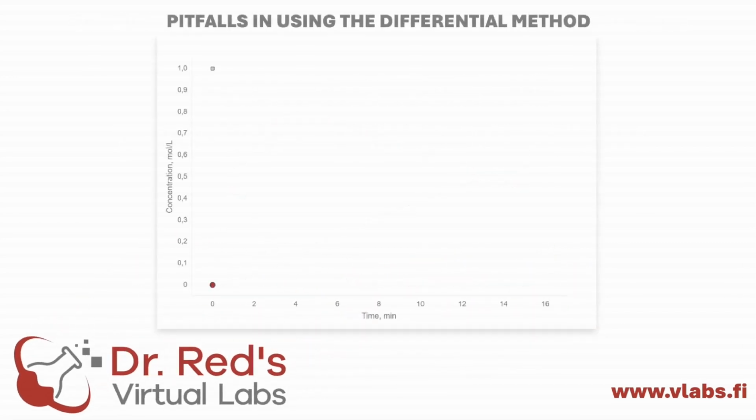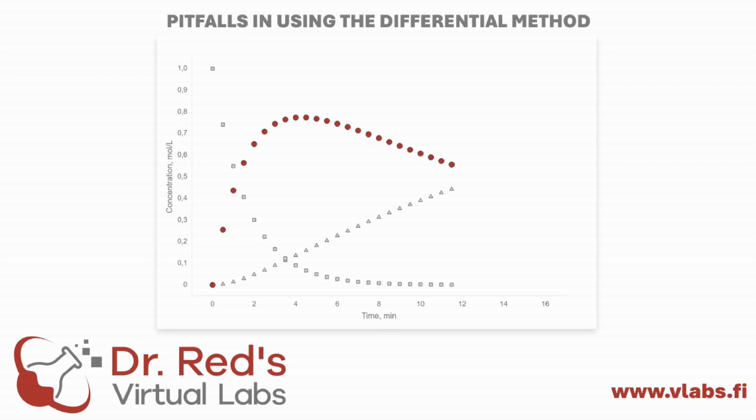Predicting reaction rates is crucial in chemical and biochemical engineering. Today, we'll explore best practices for identifying reaction kinetics parameters from experimental data. We'll use Dr. Red's Virtual Labs for data collection and Excel for data analysis.